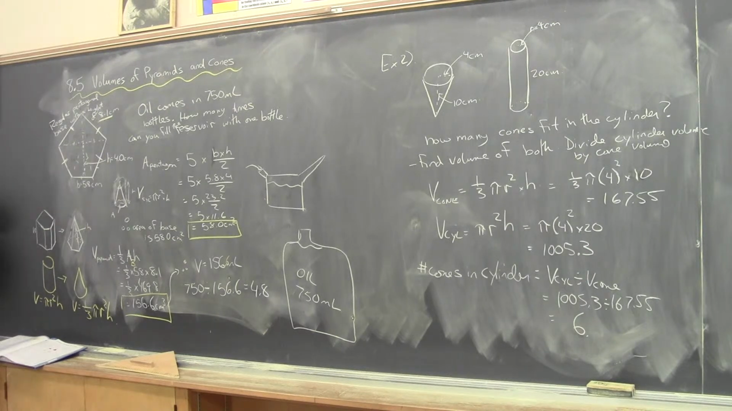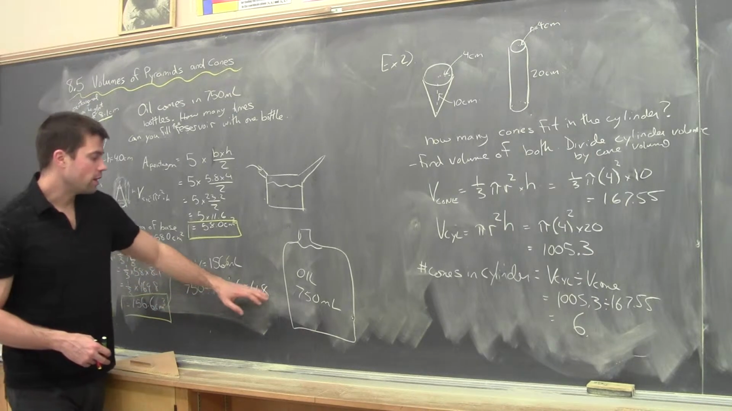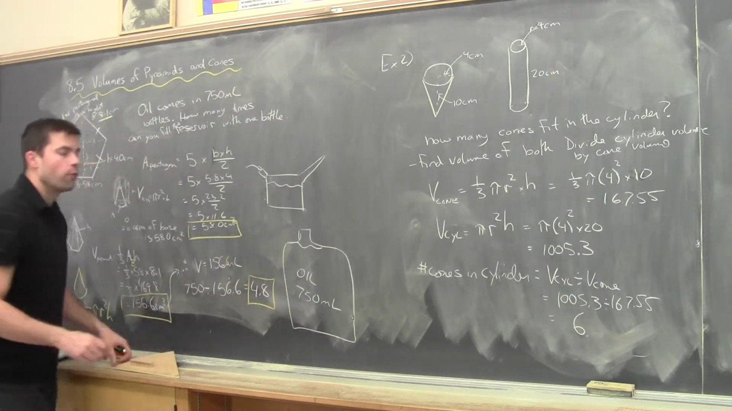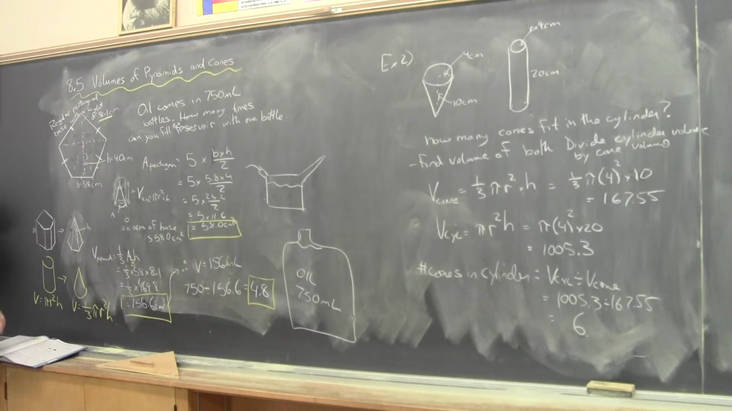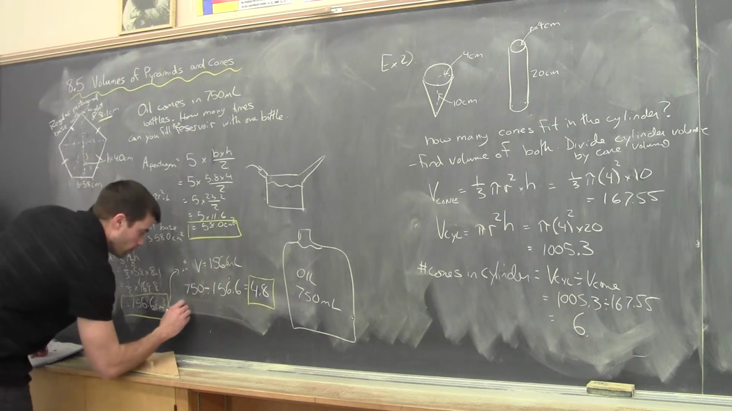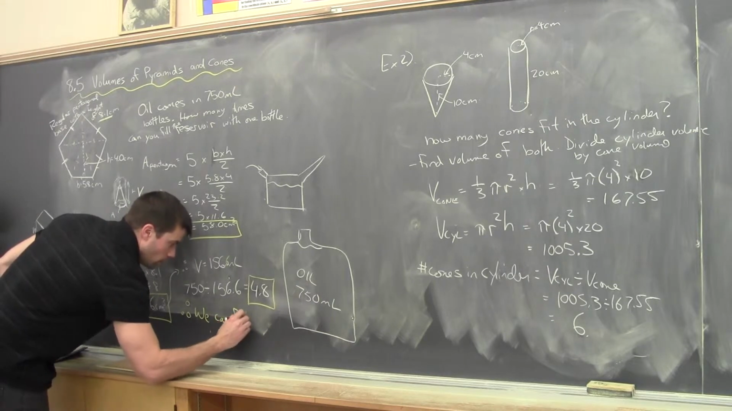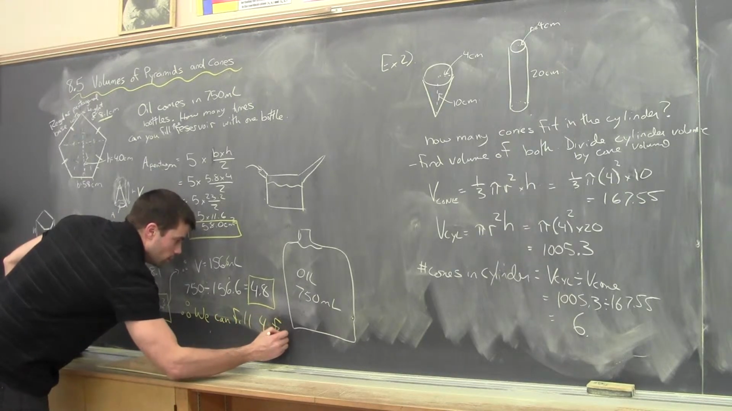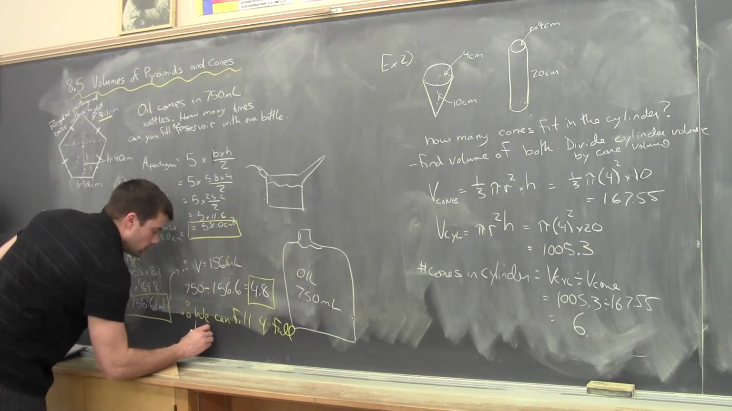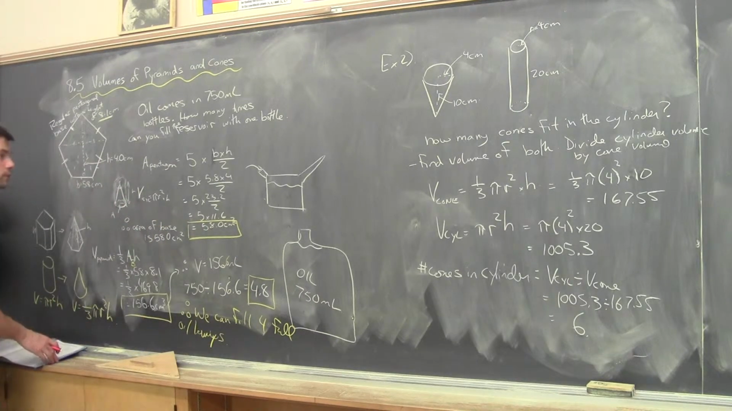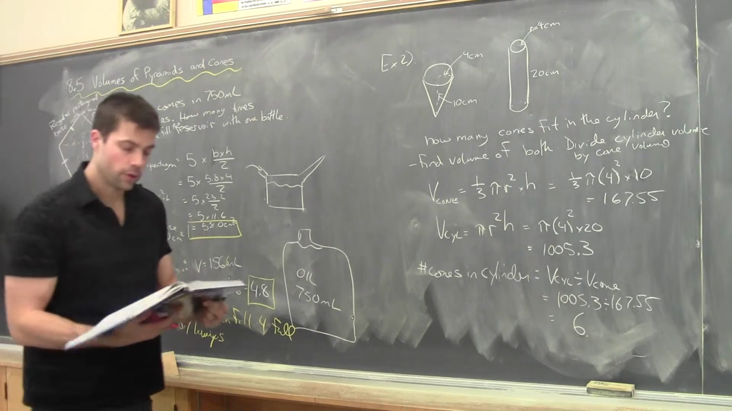All right. So now we take 750, we divide it by 156.6, and we can see that we can fill 4.8 lamps, or 4 full oil lamps. Any questions there? So therefore, we can fill 4 full oil lamps.